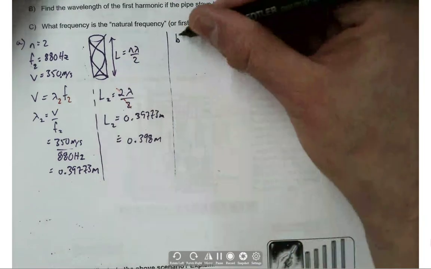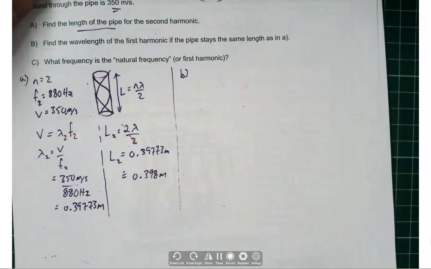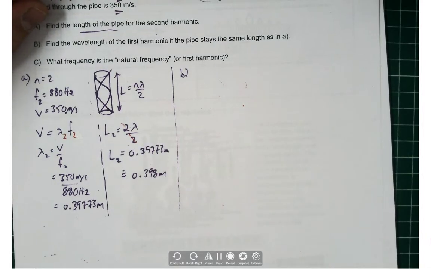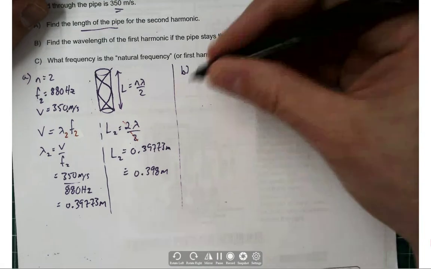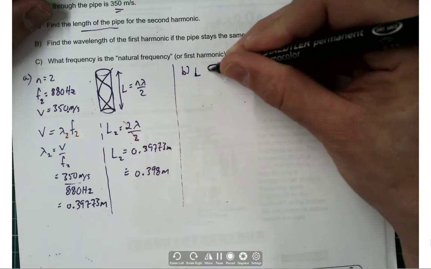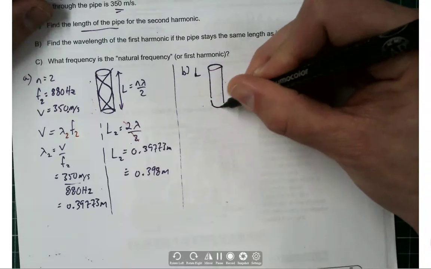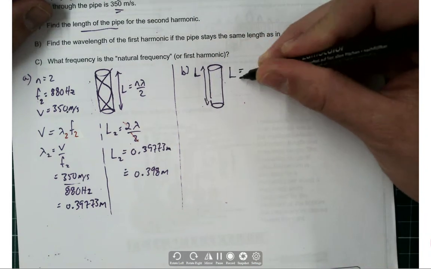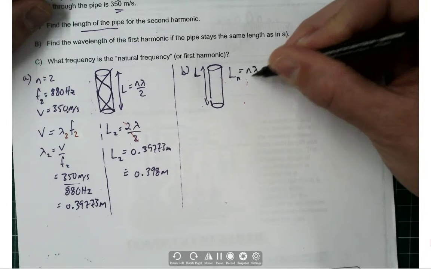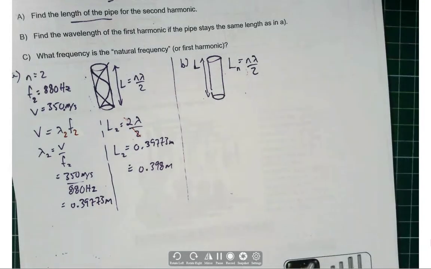Now, question B says find the wavelength of the first harmonic if the pipe stays the same length. Of course, it makes sense for the pipe to stay the same length. Unless you're dealing with a trombone, you're not changing the length of your musical instrument, right? So that means the length of this thing, here's my musical instrument, open at both ends, is still going to be the same, where Ln is equal to n times lambda over 2.